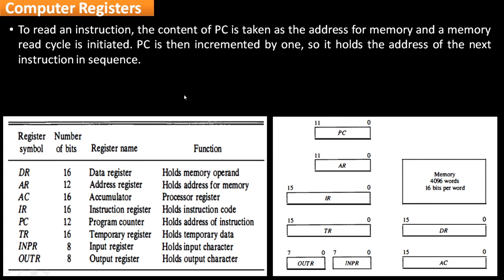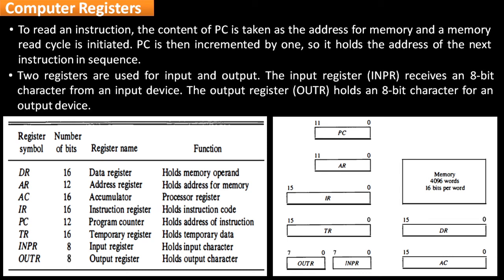To read an instruction, the content of PC is taken as the address of the memory, and the memory read cycle is initiated. As we have already learned, the instruction address is available in the PC. Once the instruction has been fetched from the memory using a read cycle, the PC then automatically increments to the next instruction in the sequence.